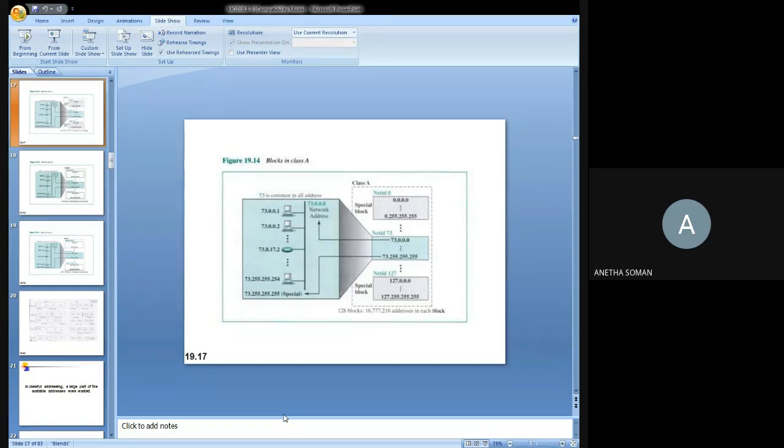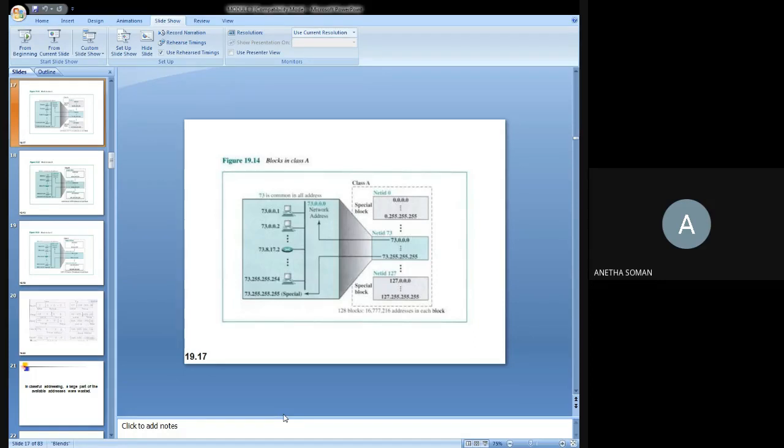Now, the last address, 73.255.255.255, is meant for a specific purpose. The first address and the last address of a particular block, you are not supposed to use for the host ID. The remaining ones, you can use. The first address always denotes the network address.